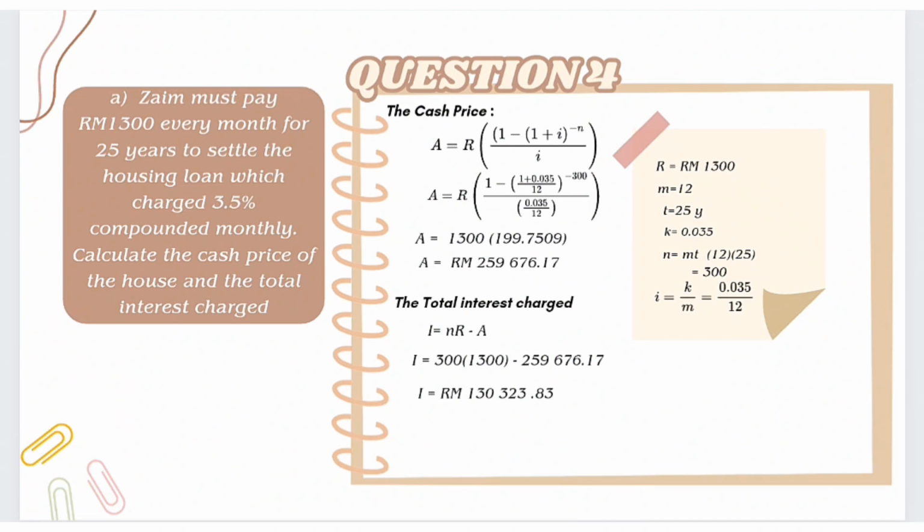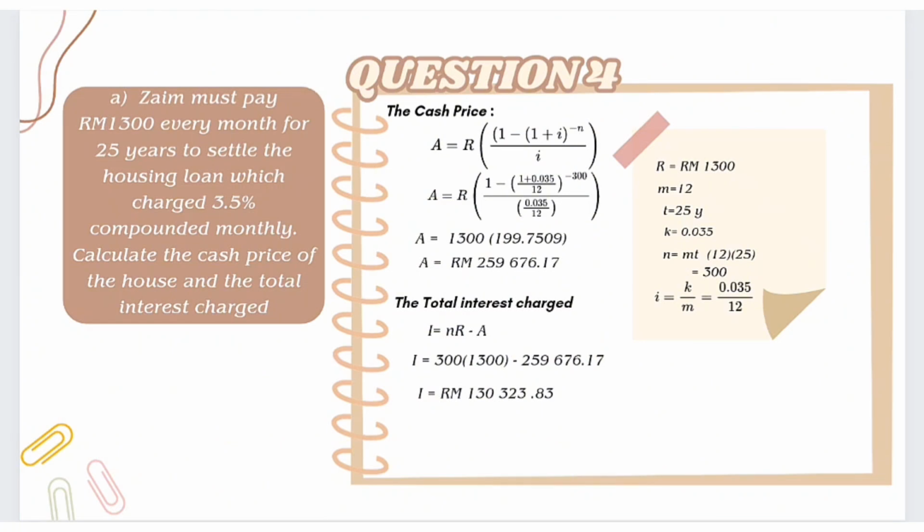After that, n equals mt, which is 12 multiplied by 25, so you will get 300. Last but not least, i equals k over m, which is 0.035 over 12. Okay, so let's proceed here. For the cash price, we are going to use the formula of present value, which is A equals R, 1 minus 0.035 over 12, power of negative 300, divided by 0.035 over 12.